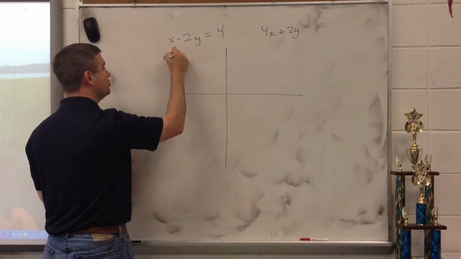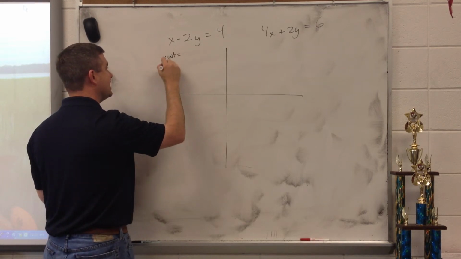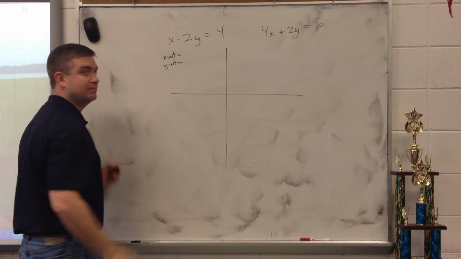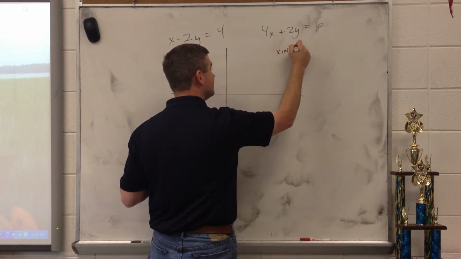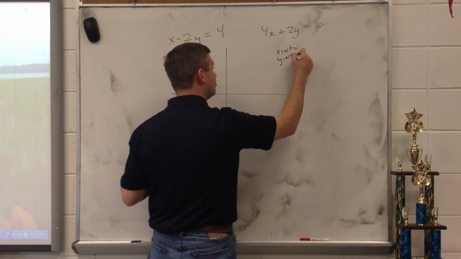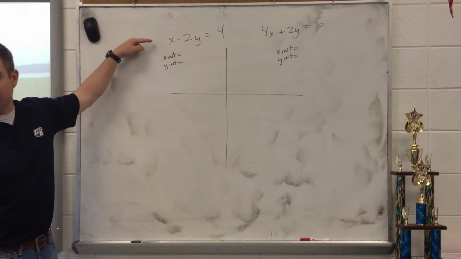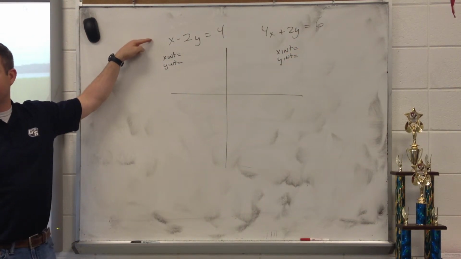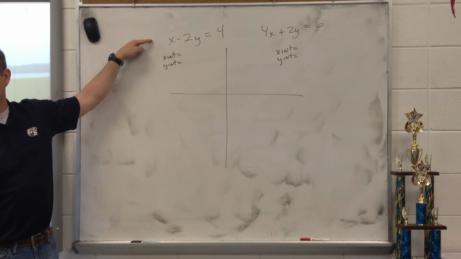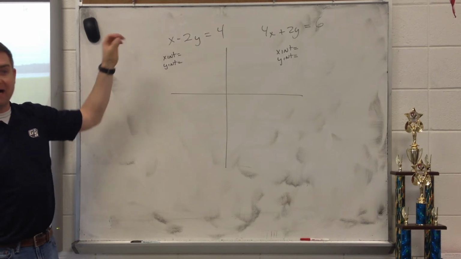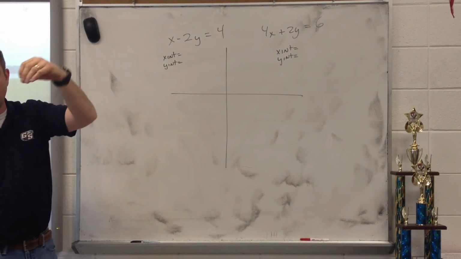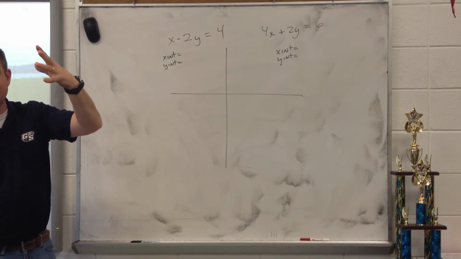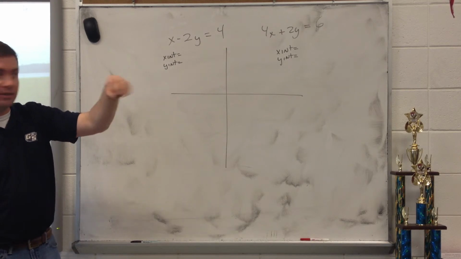Some people like to label it and say X-intercept and Y-intercept. If you want to be real organized, you can do that. Same thing over here. This may help you. What is the X-intercept on this? And better yet, somebody tell me how we find the X-intercept. To find the X-intercept, you simply cover up Y.